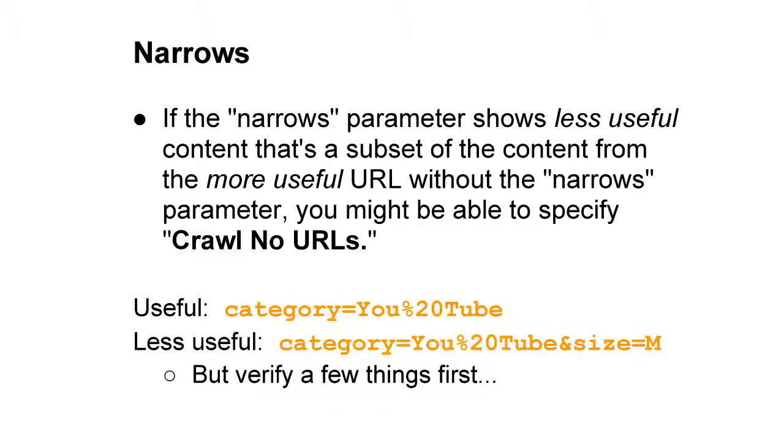If the narrows parameter shows less useful content, shows content that's just a subset of the content from the more useful URL, which doesn't include the narrows parameter, then you might be able to specify crawl no URLs.